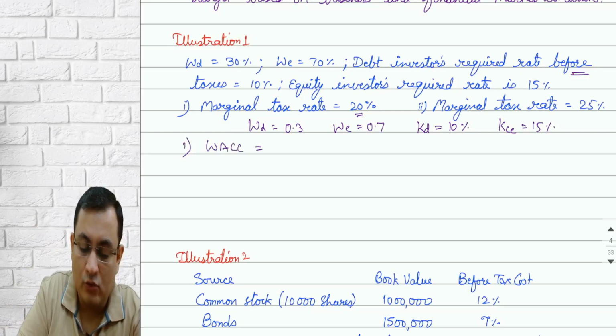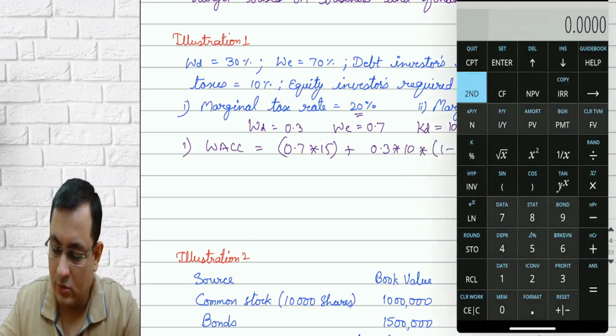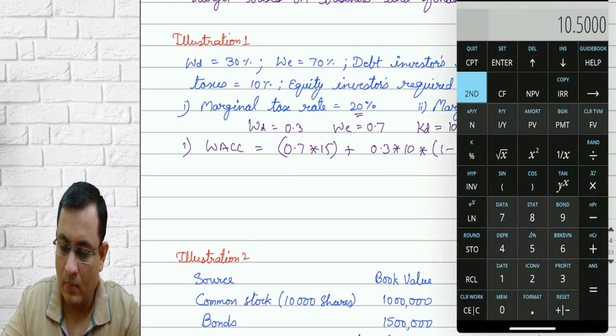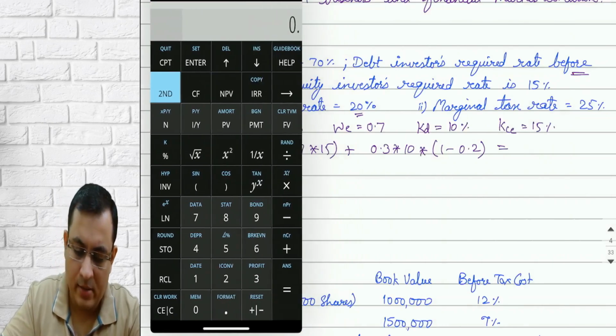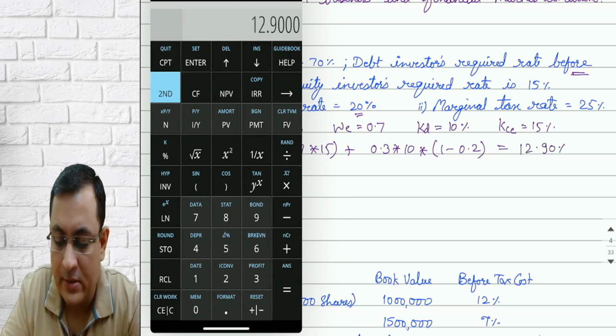So first case, what is WACC? WACC will be equal to weight of equity 0.7 into 15 plus 0.3 into 10 multiplied by 1 minus 0.2. What is the value we are going to get? So this is 15 into 0.7, then 10 into 0.3 multiplied by 0.8, and the overall WACC is 12.90%.